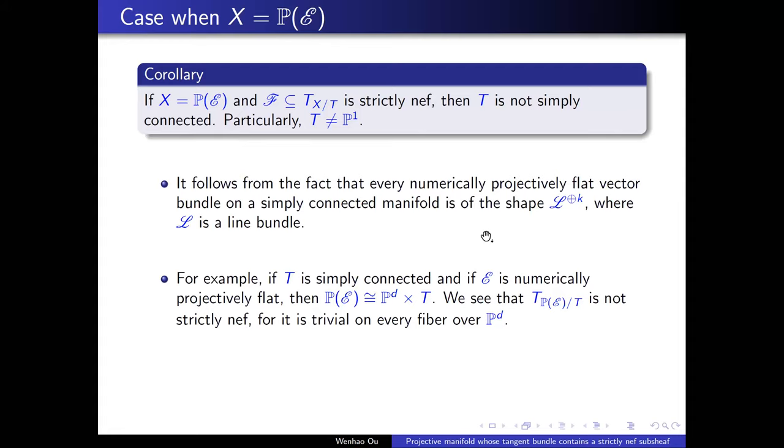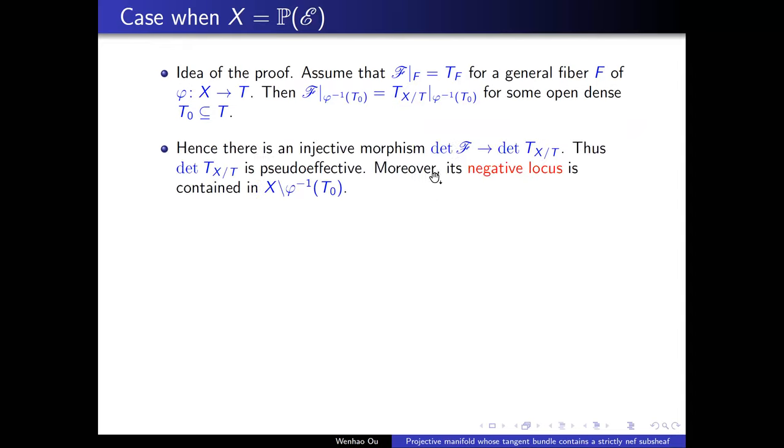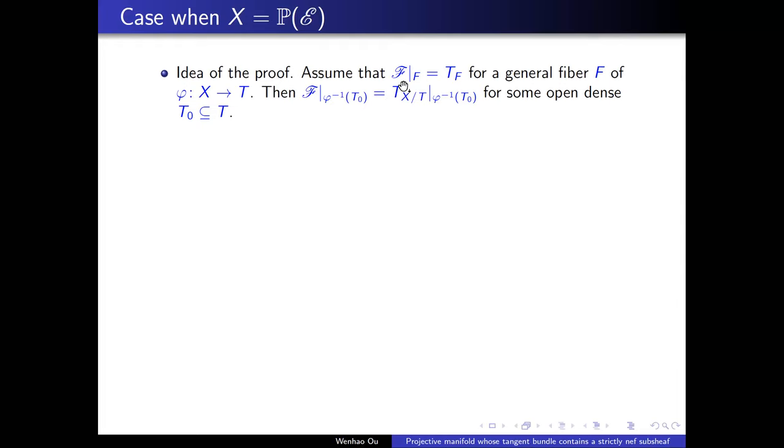Okay, now I want to show you the idea of the proof. For simplicity, I will make the following assumption. First, I assume that the restriction of F on a general fiber is isomorphic to the tangent bundle. I know that the restriction of F on every fiber is strictly nef, which must be ample by something we mentioned earlier, because every fiber is Pn. So it might be Tf or a direct sum of O(1). I assume that on a general fiber, the restriction of F on the fiber is Tf.